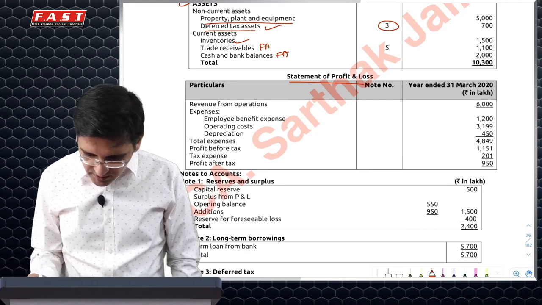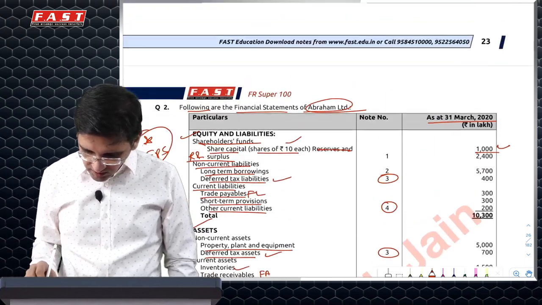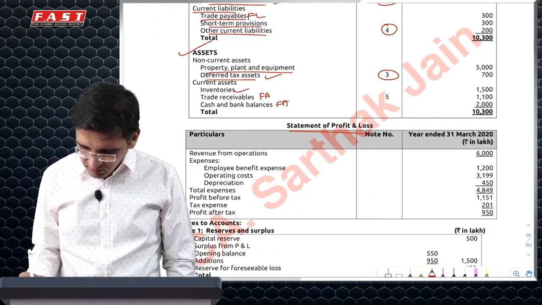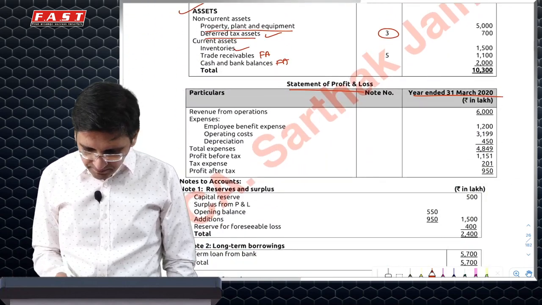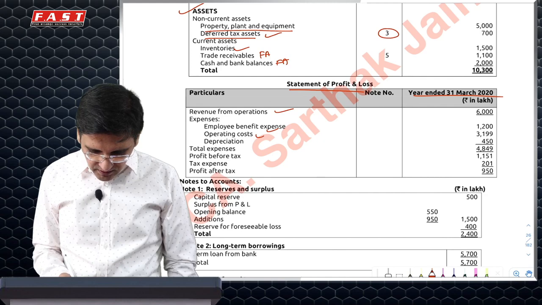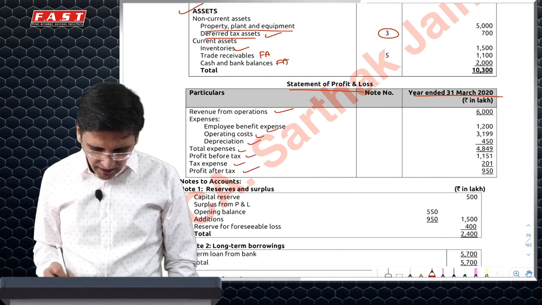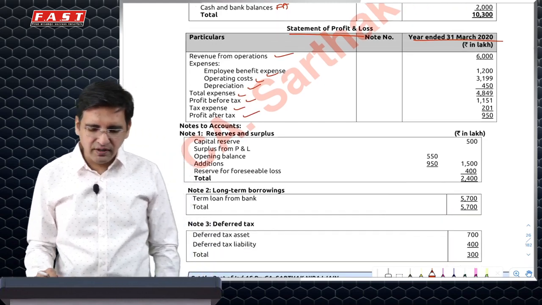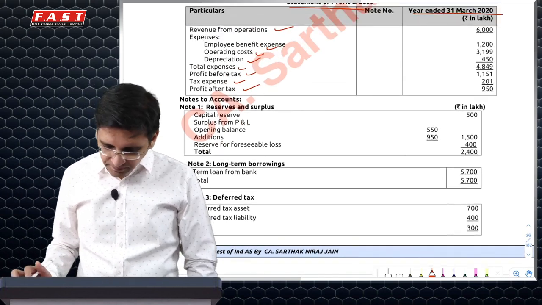Statement of profit and loss nomenclature is okay. The period should be given here, for the year ended. It's given here. That's okay. Revenue from operations, different costs, expenses, PBT, tax, profit after tax. That's fine. If you have current and deferred tax, you can show it separately.